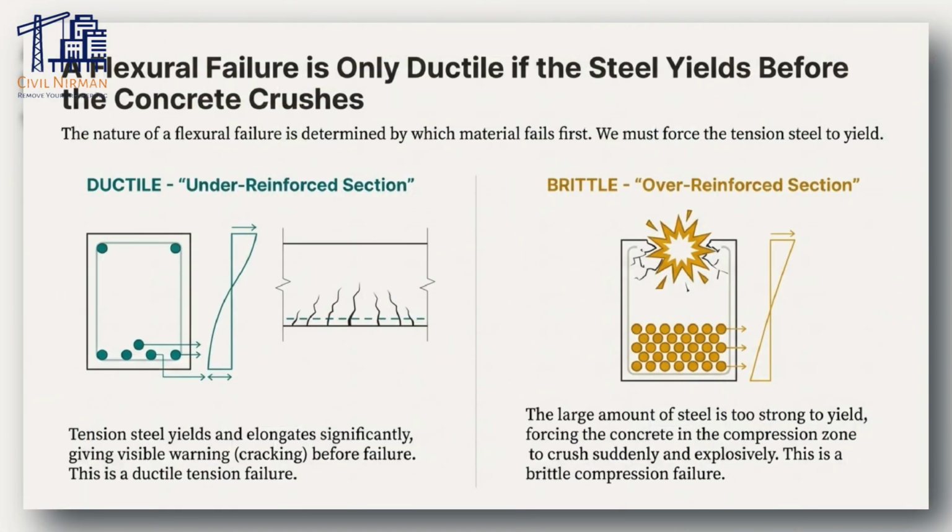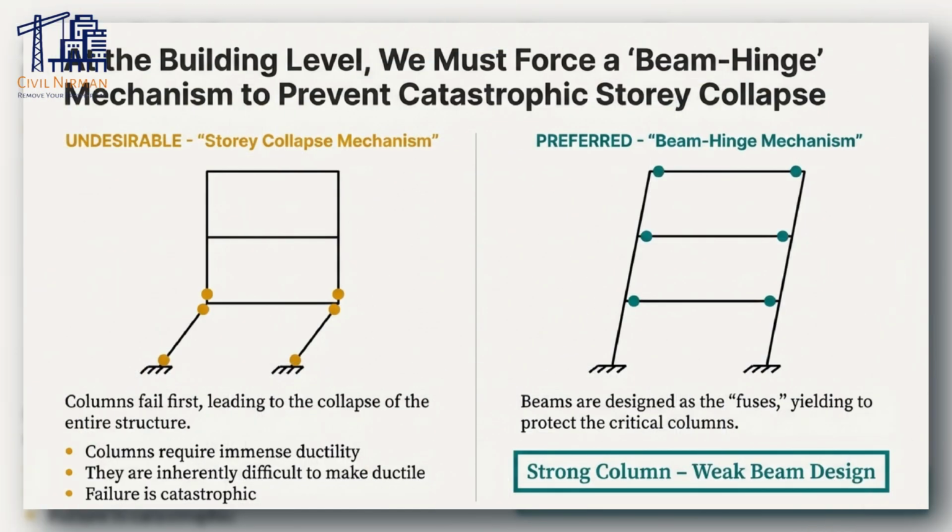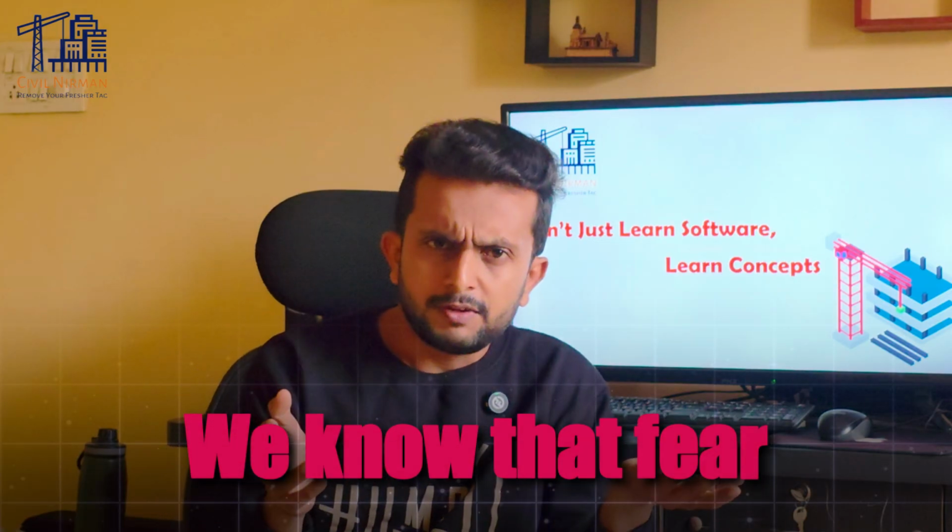Compression failure. If a section is over reinforced, meaning too much steel, the concrete crushes before the steel yields, and this is a brittle compression failure. So if you design your columns to be the weak link, you risk a storey collapse mechanism. This means the column fails before the beams, potentially leading to the failure of the whole structure. See, we know that fear.